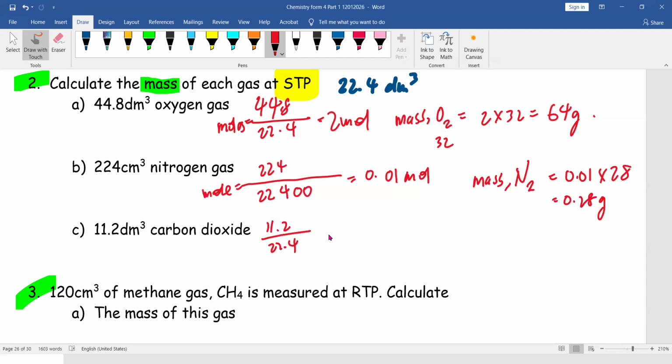Okay, so moles, 1.2 over 22.4. How much do you get? 0.5 mole. And then carbon dioxide is CO2. This one is 44, right? So take 0.5 multiply 44, you get 22 grams. Okay? Did you get all correct? Congratulations. All right.